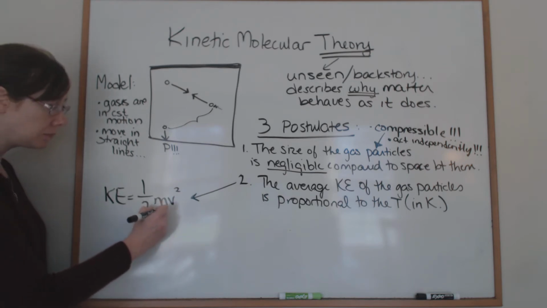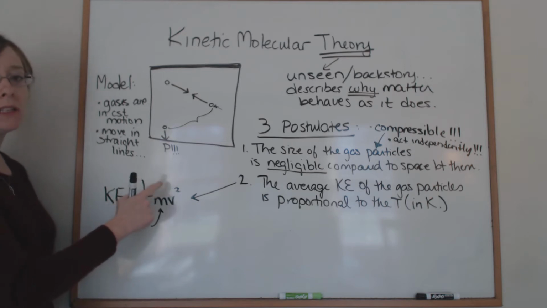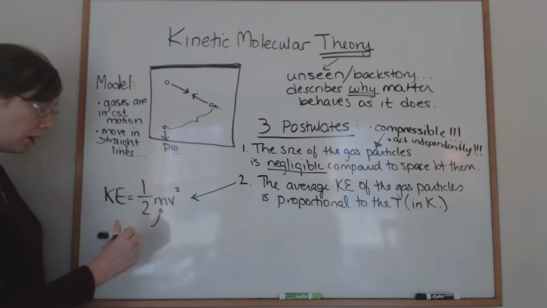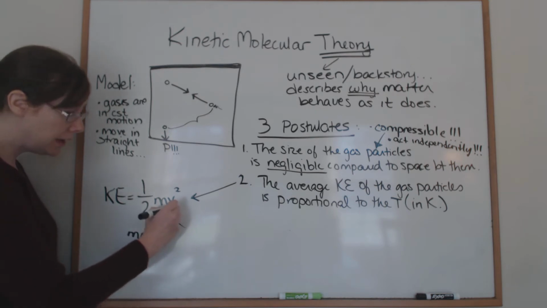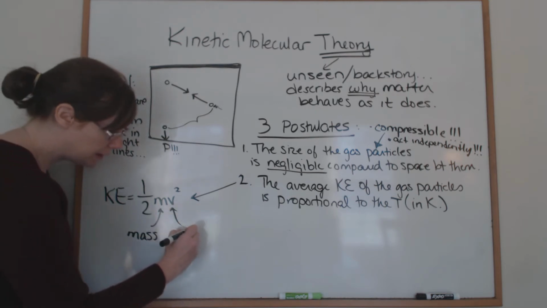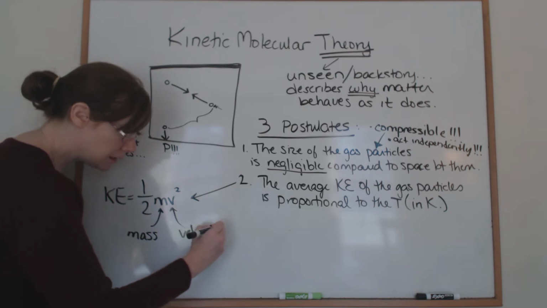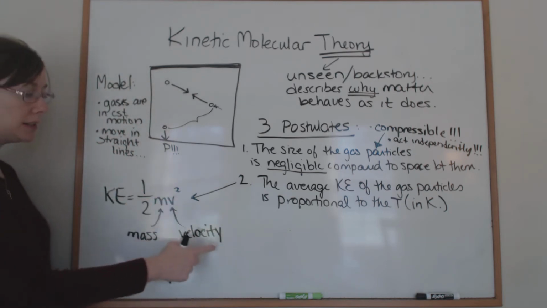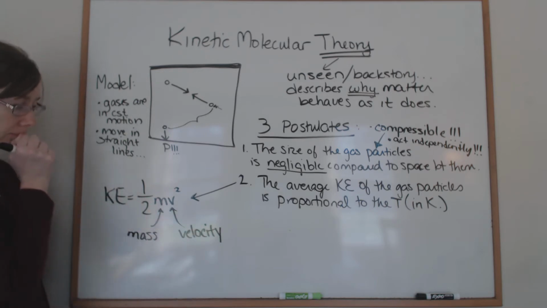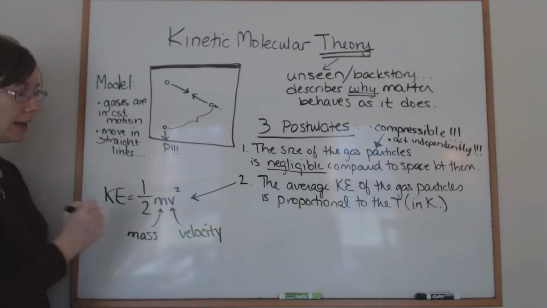Little m, remember when it's a unit, it stands for meters, but when it's a variable in an equation, it stands for mass. And little v stands for velocity. And that's why we have to be careful that we're not using capitals when lowercase is required. Little v is velocity. All right, so that's the equation for kinetic energy.